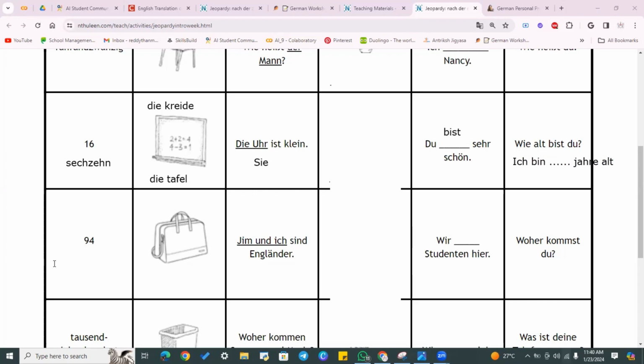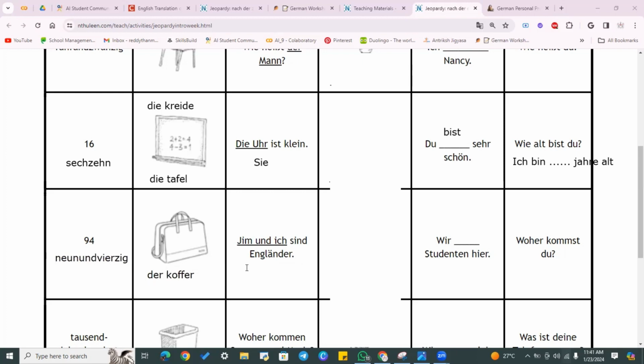Next, we have one more question. 94. What is 94 in German? 94, which means 4 and 90. Neun und vierzig. 49. Okay, now we can see it kind of looks like a suitcase. So what is suitcase in German? Koffer. It is der Koffer.